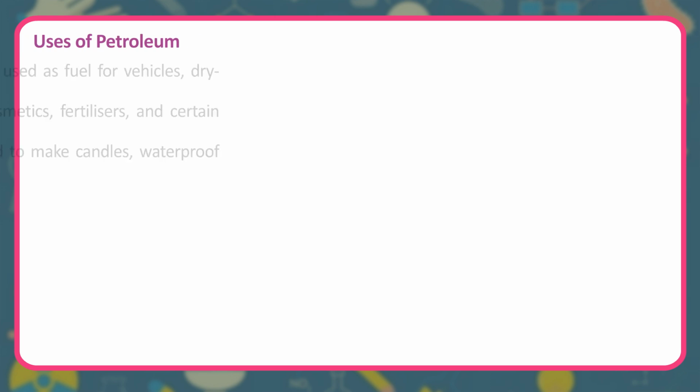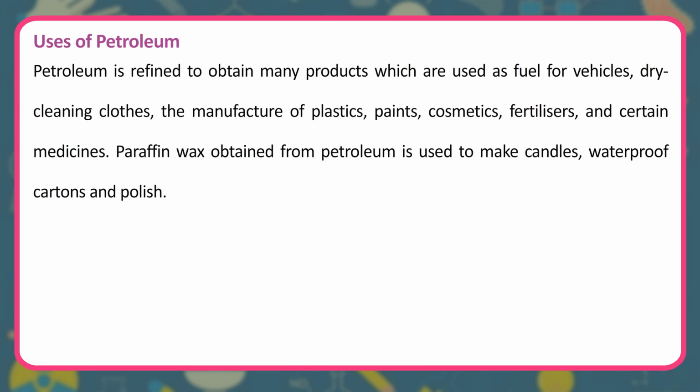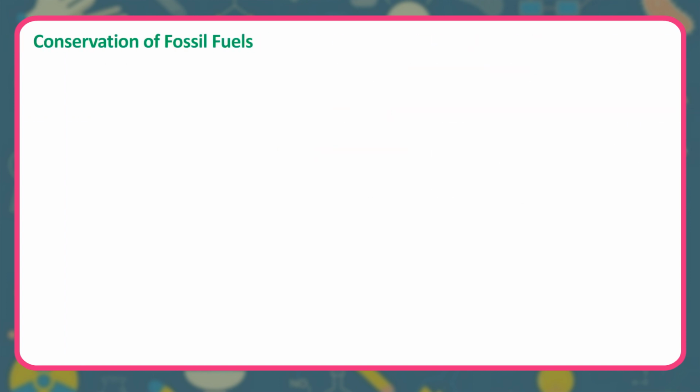Uses of petroleum. Petroleum is refined to obtain many products which are used as fuel for vehicles, dry cleaning clothes, the manufacture of plastics, paints, cosmetics, fertilizers, and certain medicines. Paraffin wax obtained from petroleum is used to make candles, waterproof cartons and polish.